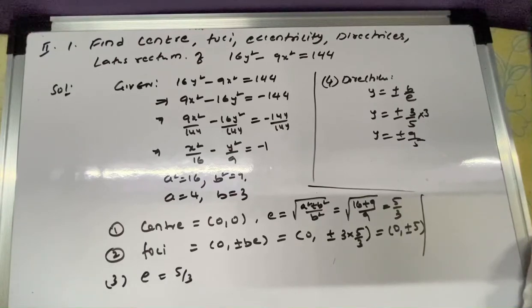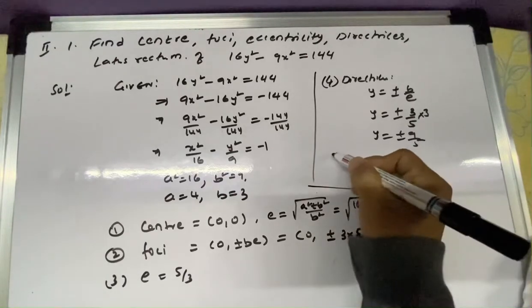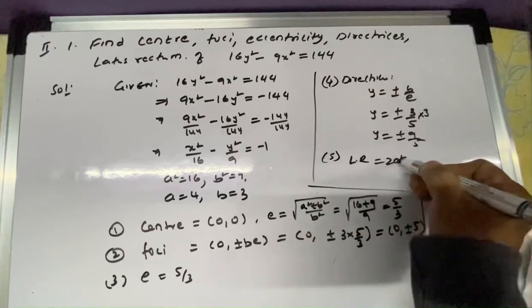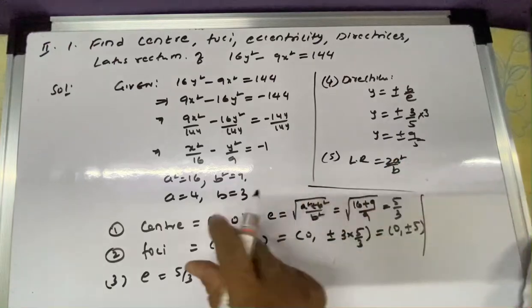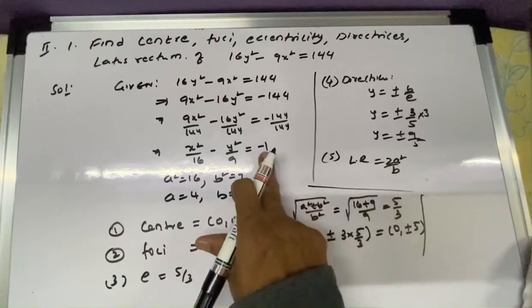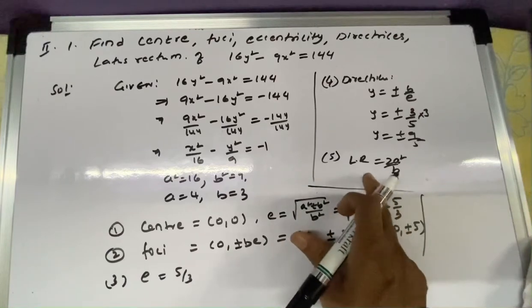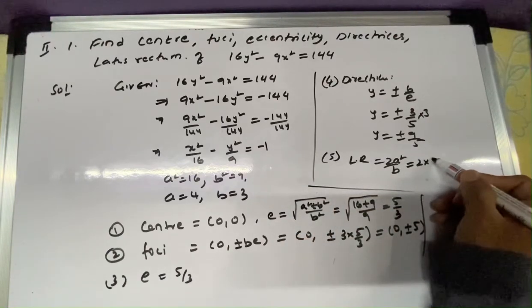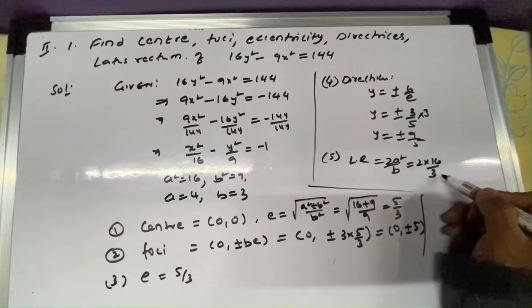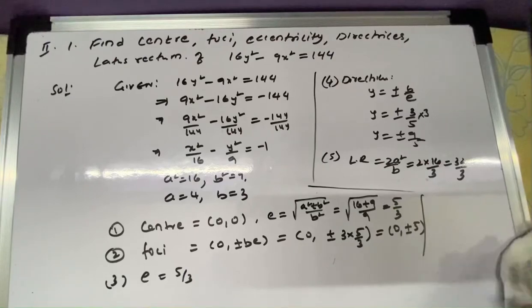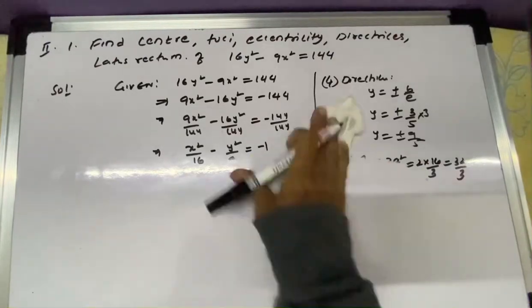Then we have the latus rectum. The length of the latus rectum equals 2a square by b if minus 1 is there; whereas if minus 1 is not there, it is 2b square by a. These are the formulas which you have to remember. 2 into a square 16 by b 3 gives 32 divided by 3. Similarly, if you do one more question, you'll get this one.